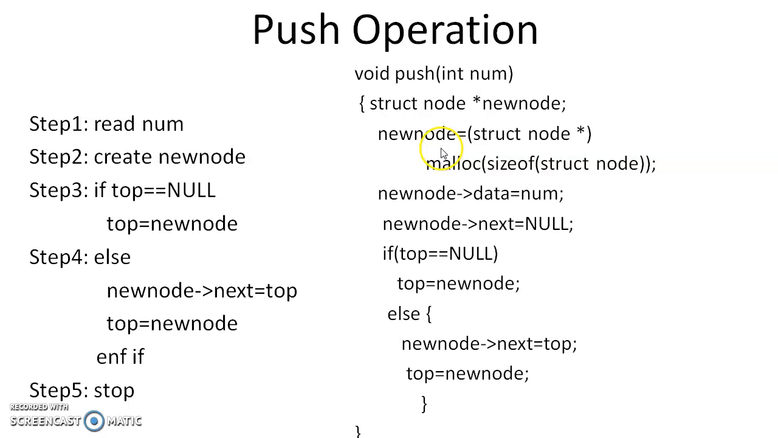So this is the push operation implementation. I am creating the new node with the data, whatever number I want to insert. New node's next is equal to null. This is the initial creation of the node. If the top is equal to null, the top is the new node. That is, whenever the stack is empty, the new node will become the starting of the stack. Otherwise, new node's next equals top, and the top equals new node.